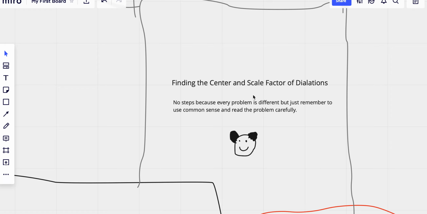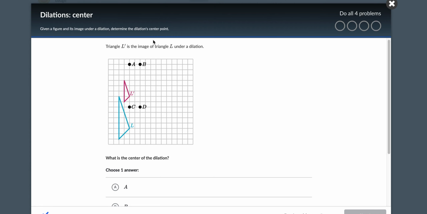So no steps, because every problem is different, but just remember to use common sense and read the problem carefully. So this uses skills that I talked about in the other video. If you don't know what I'm doing here, then I'd recommend watching the other video, but I'll try to clarify as much as possible.